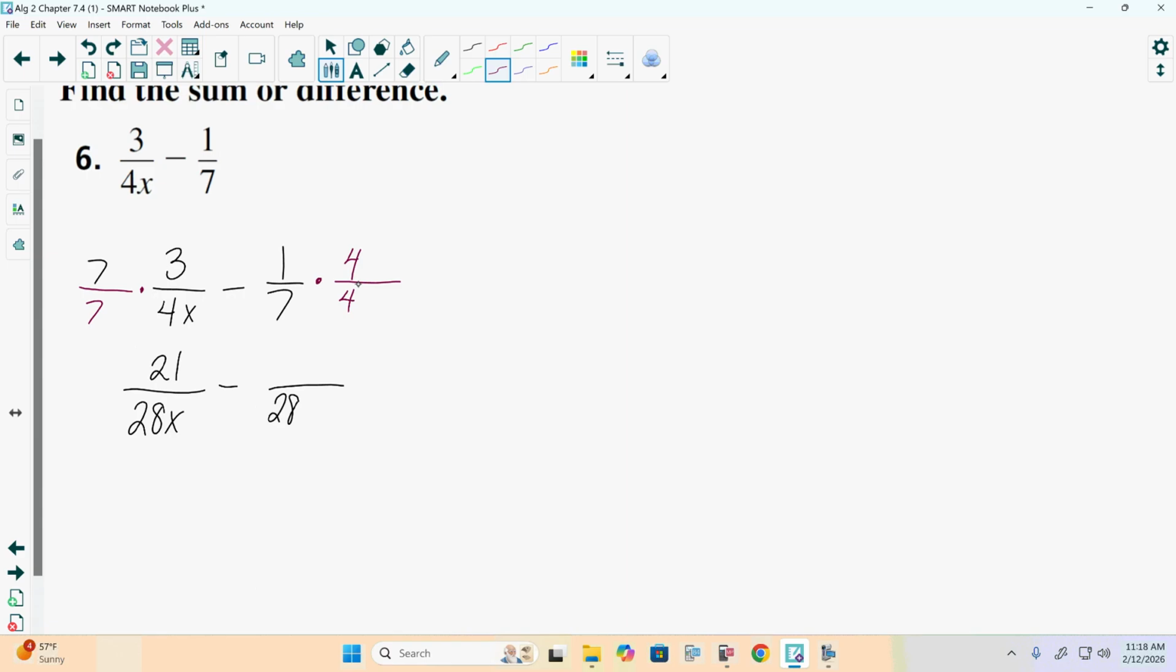Yes. But we're missing one term on the right. What are we missing? X. Because we have 4x. The right-hand side is technically missing the 4 and the x to get them to be the same. Because 7 times 4x, 7 times 4 is 28, and we have the x, 28x. On top, 1 times 4x is 4x.